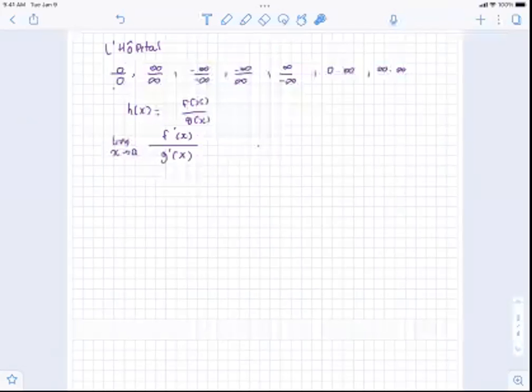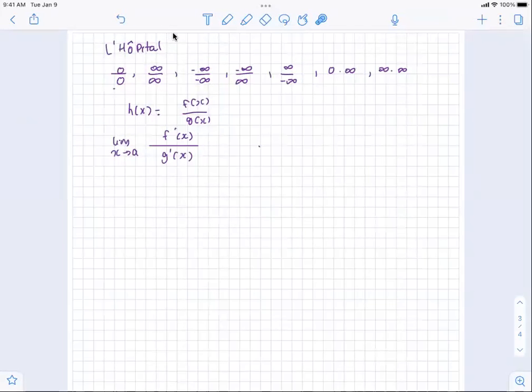As an example of L'Hopital's rule, let's say you have the limit as x approaches 0 from the right-hand side of 5x times the natural log of x. As you know, the first step when you take a limit is to see if you can do direct substitution, right?